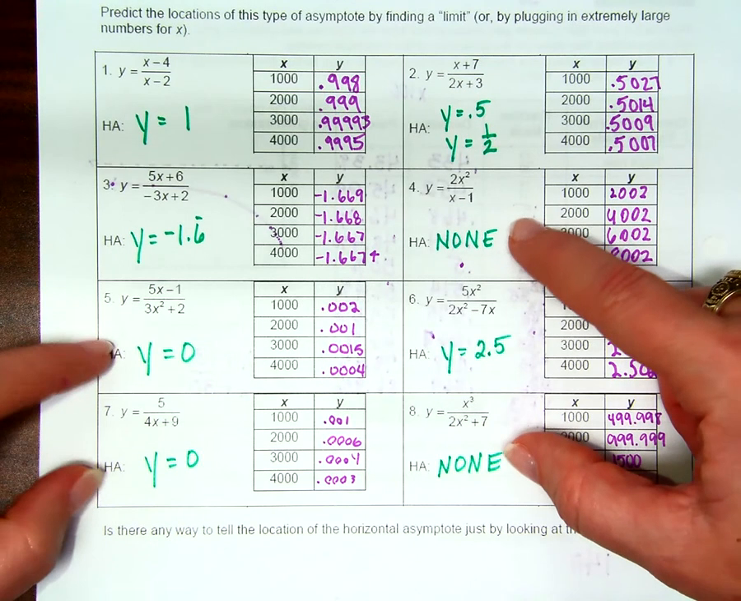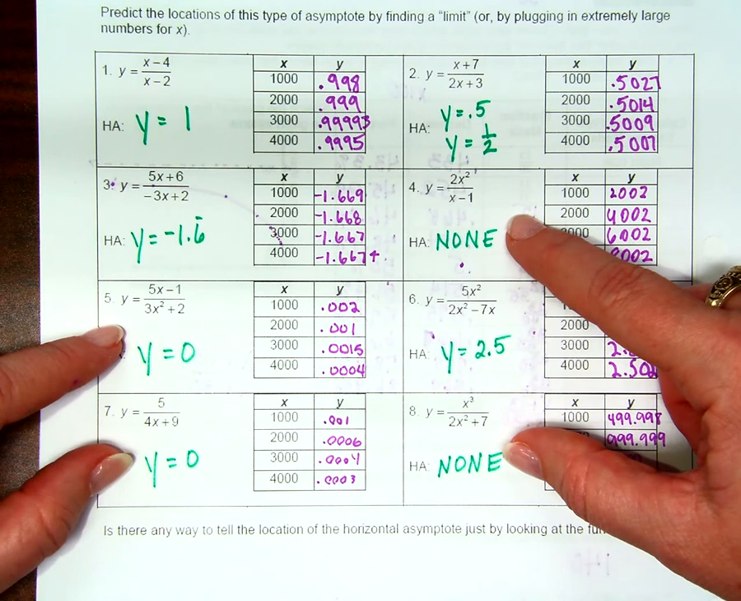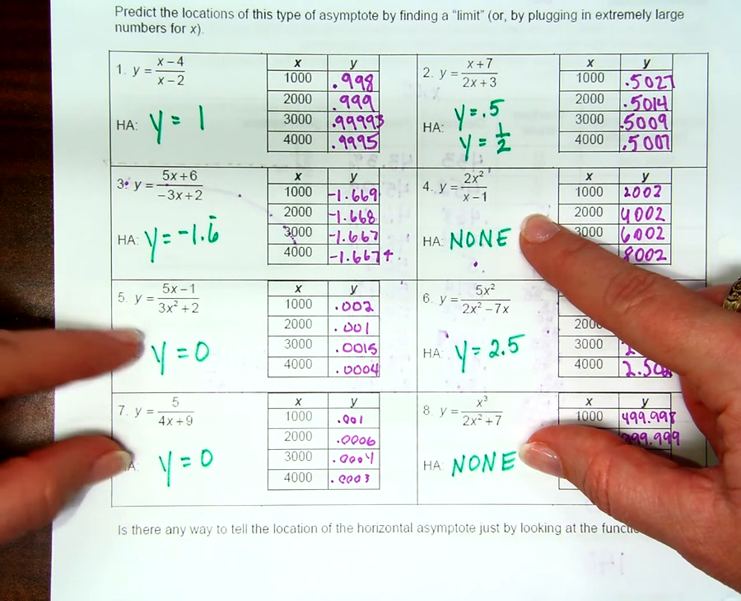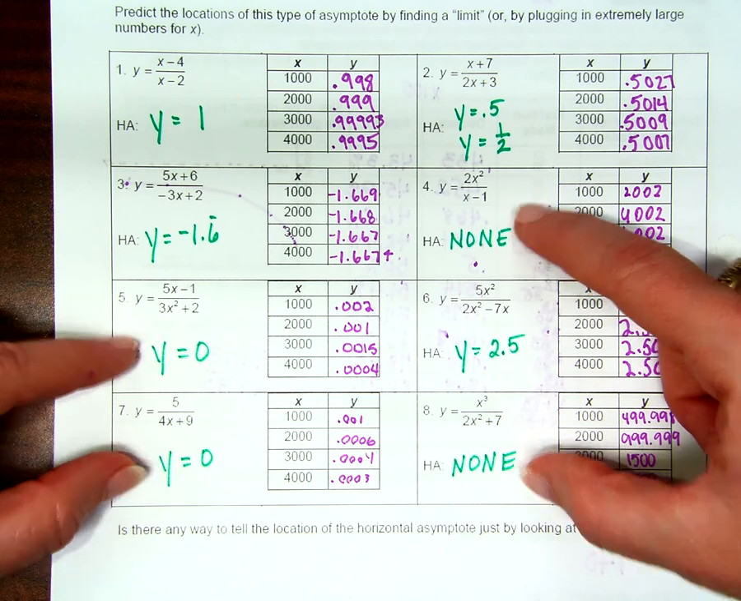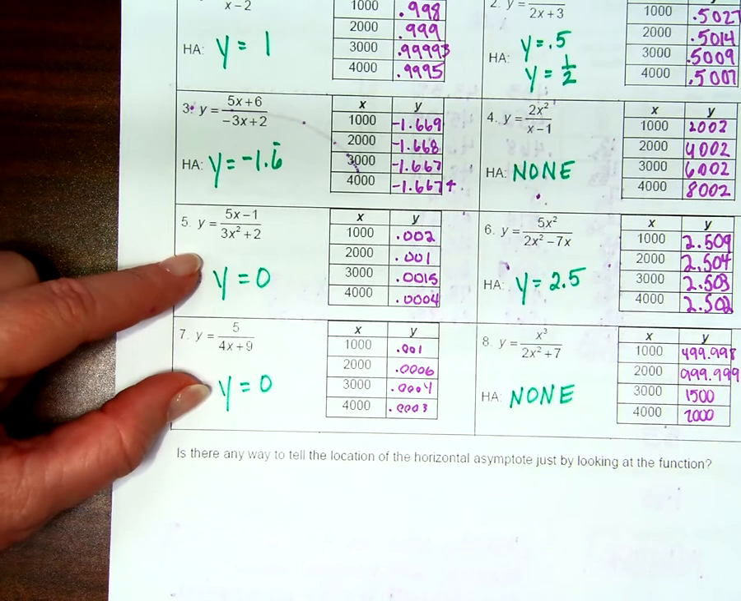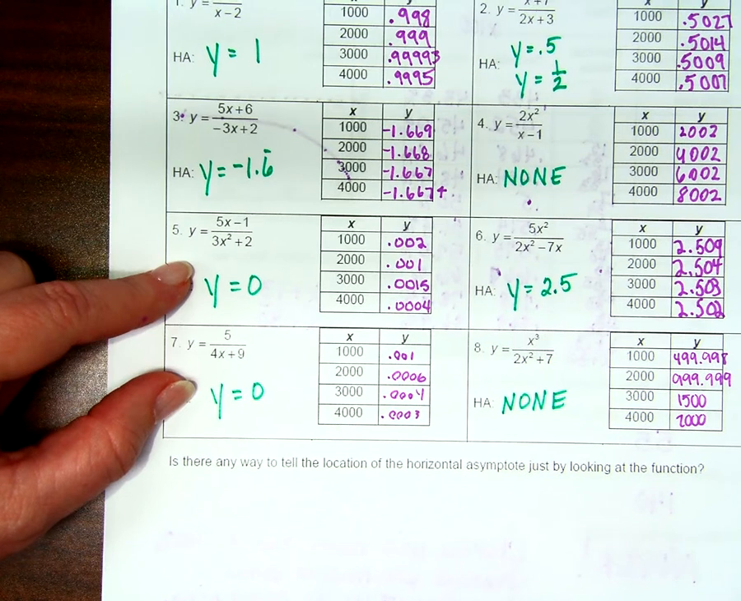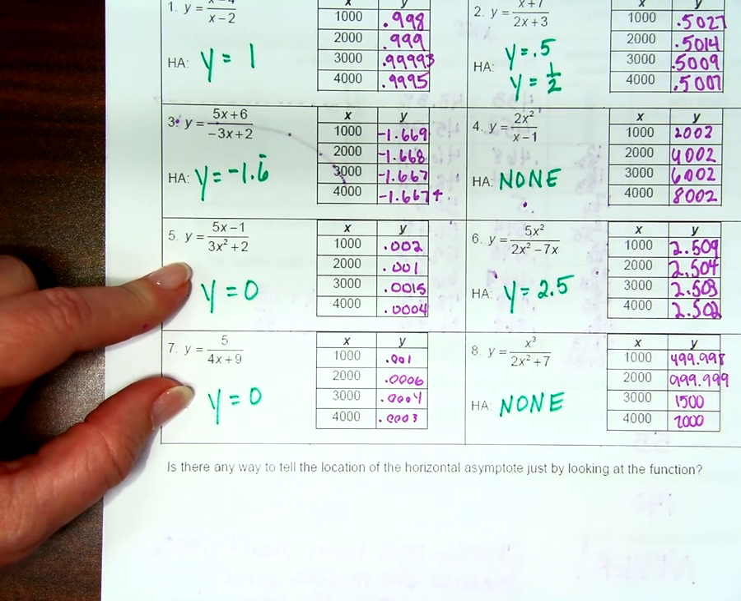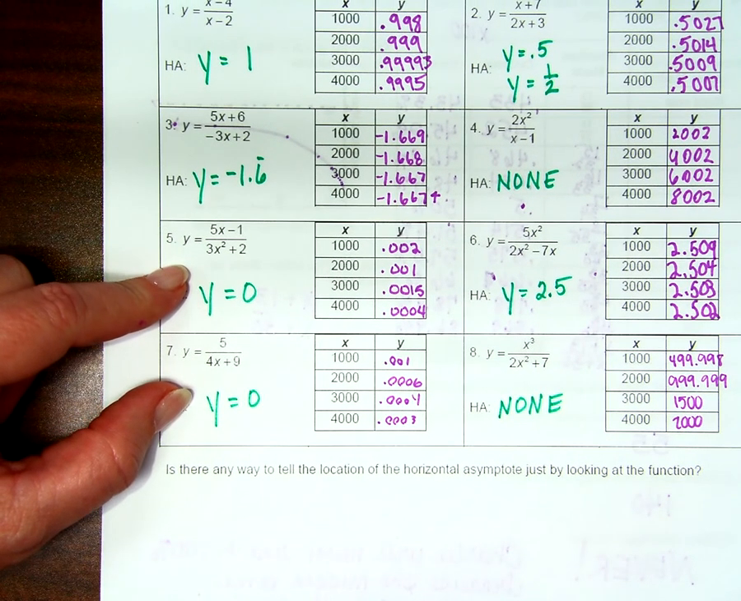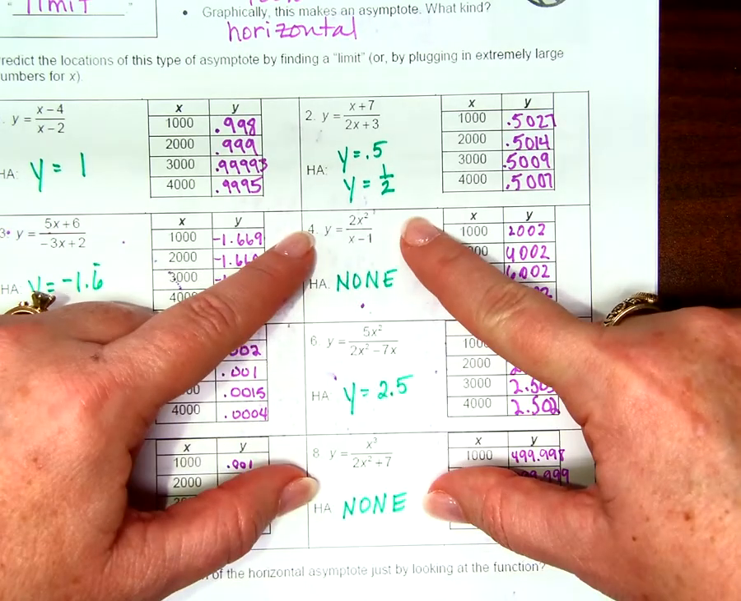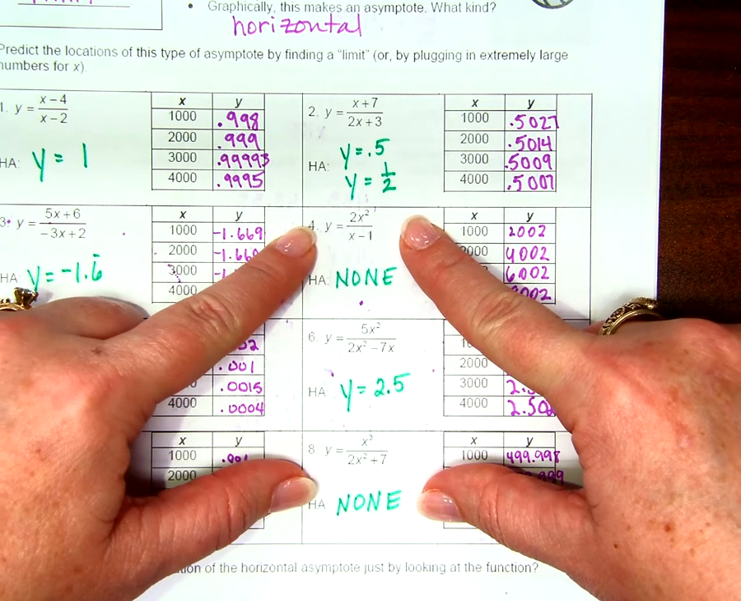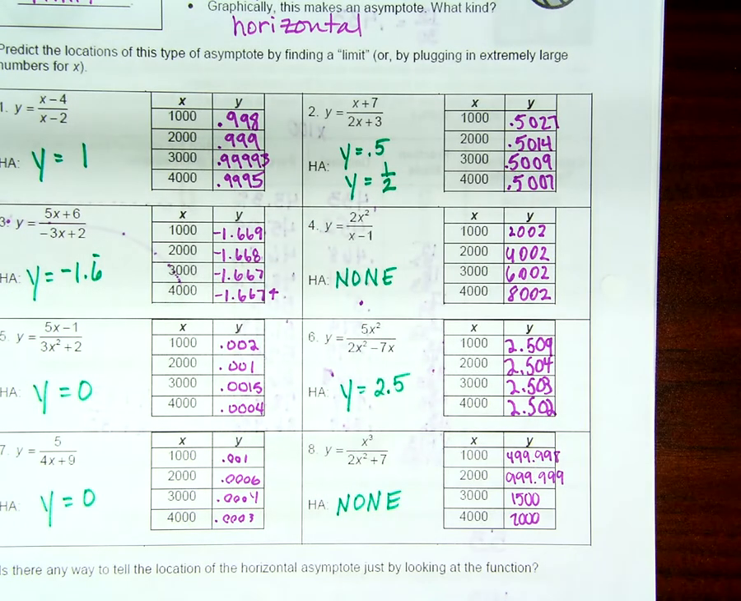So what's different with these then? They don't have the same exponent. But what's the same about these two and what's the same about these two? Look at these exponents. The larger exponent is in the denominator. So when the larger exponent is in the denominator, automatically y equals 0. What about these two then? Larger exponent is in the numerator. So when the larger exponent is in the numerator, automatically, there's not one.